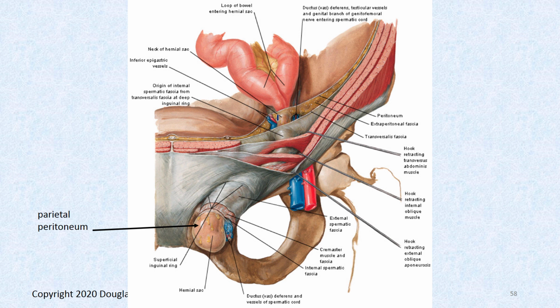Here's another nice drawing of this where the intestine has gone right through, all the way through the inguinal canal, and it's inside a processus vaginalis. So this is parietal peritoneum of the processus vaginalis here. It's still got all the other layers of the spermatic cord and inguinal canal around it. But yeah, that's a nice picture. You can see how it's passed through all these layers.